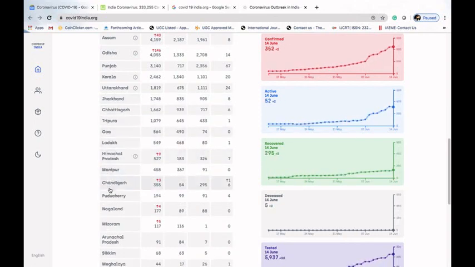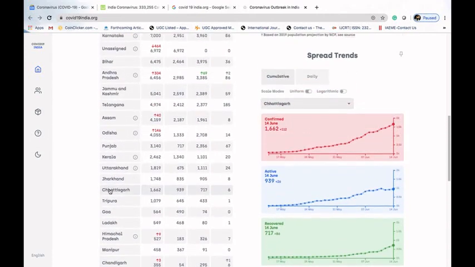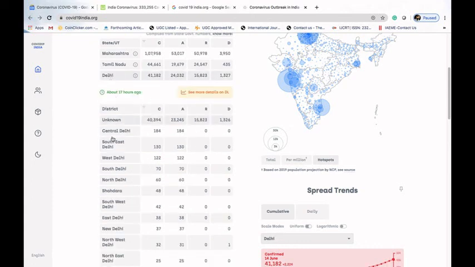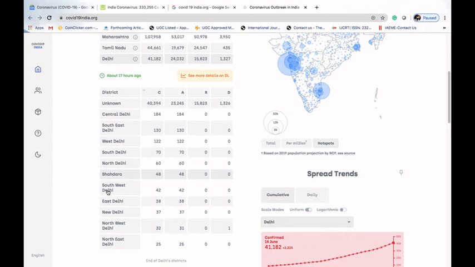Suppose we want to check information about any other place. In this case, we can click on Delhi. Now this is the information about Delhi, and Delhi has been divided district-wise. This is the unknown, which means it is not sure from which district the total number of confirmed cases are coming. But we can check the information of central Delhi. From central Delhi, 184 cases have been confirmed, and 184 cases are right now active. No one has recovered so far, so there is no recovery which we can see.